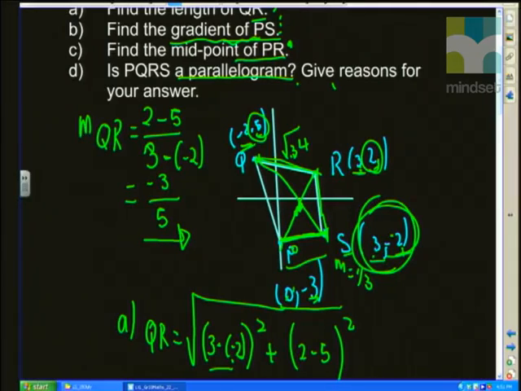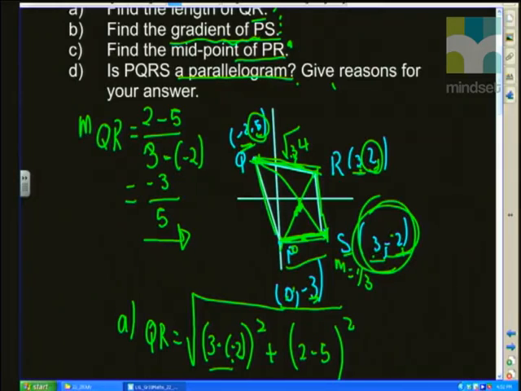Another way to show it is, you'll say, well, the gradients of QR and the gradients of PS are different, but if this was a parallelogram, they're supposed to be the same, because opposite sides of a parallelogram are parallel. So therefore, these will not be parallel, so it couldn't be a parallelogram. Okay? You could do it with any of the two sides.